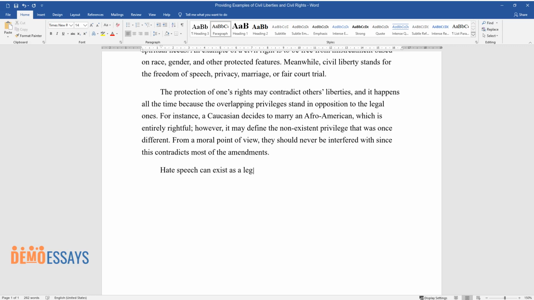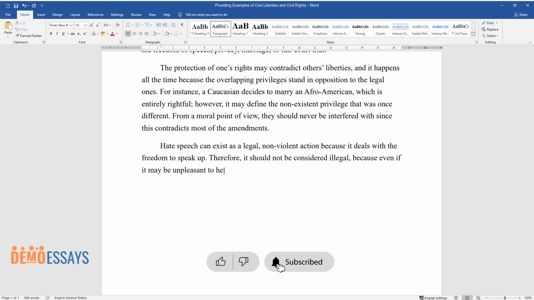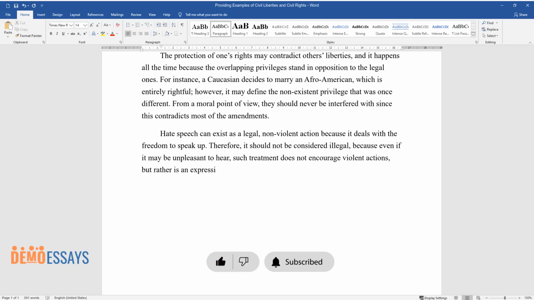Hate speech can exist as a legal, non-violent action because it deals with the freedom to speak up. Therefore, it should not be considered illegal, because even if it may be unpleasant to hear, such treatment does not encourage violent actions, but rather is an expression of feelings.